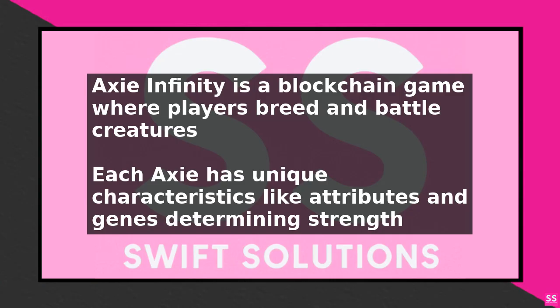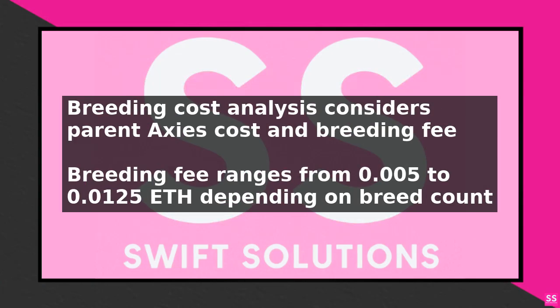To analyze the breeding cost, you need to consider several factors, including the cost of the parent Axies, the breeding fee, and the potential revenue from selling the offspring. The breeding fee is a fixed cost that ranges from 0.005 to 0.0125 ETH, depending on the breed count of the parent Axies.